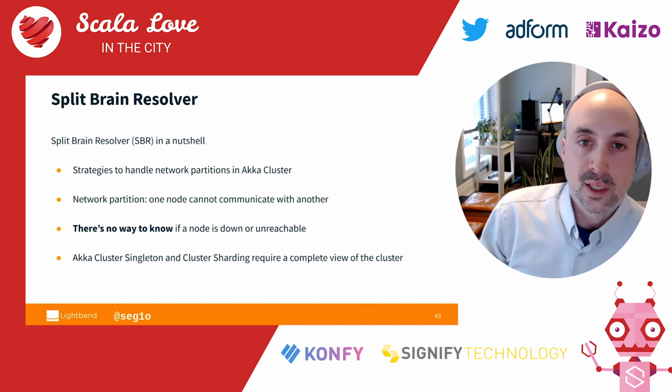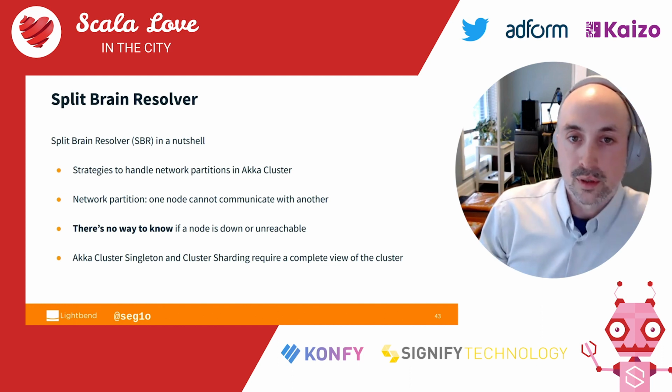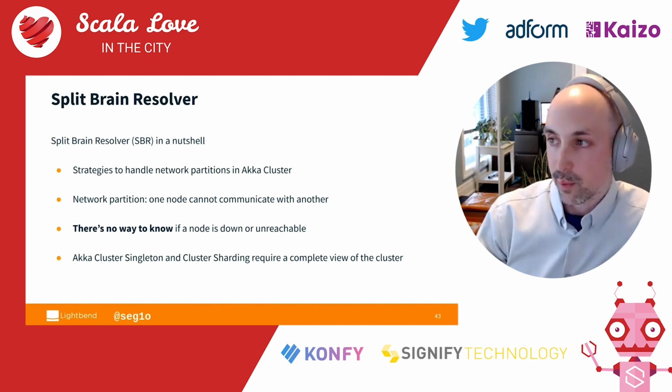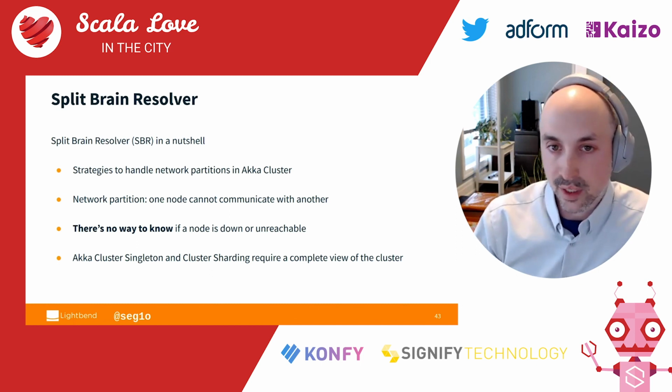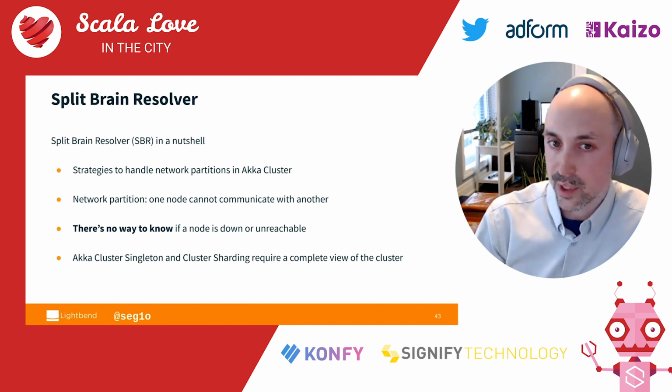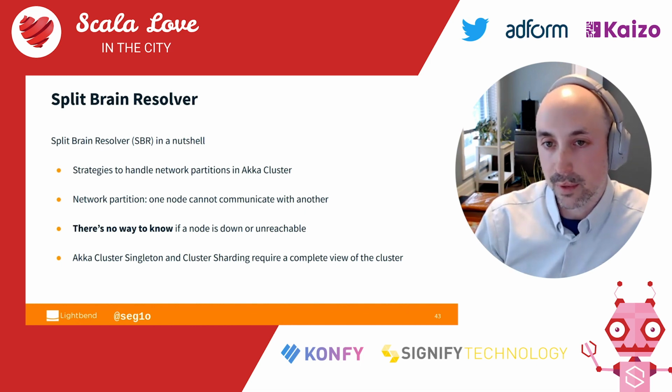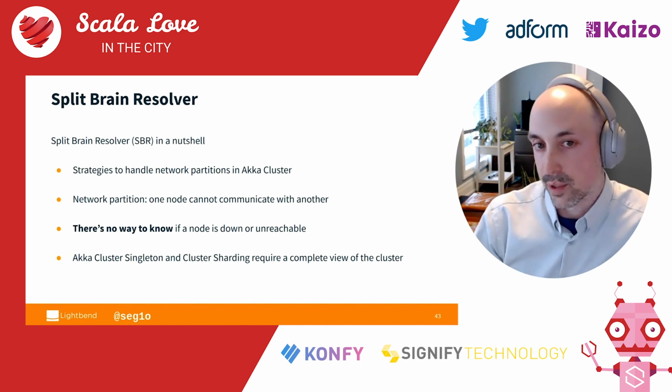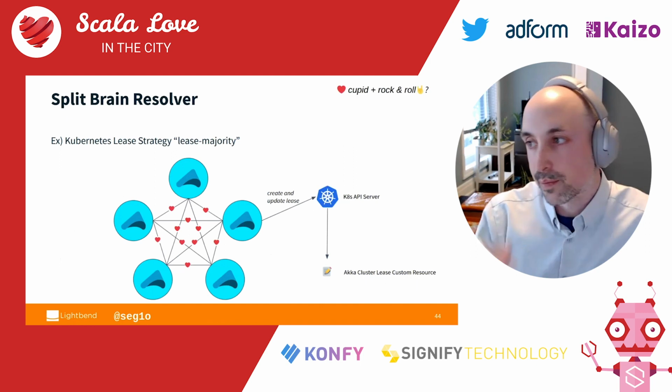And in the event of a network partition, there could be a case where we have a split brain. That basically means that we have two sides of our cluster that exist, and both of them are kind of working independently. And that's a bad situation because a lot of features in Akka Cluster will stop working if they don't have that complete view of the cluster. Features like cluster singleton and cluster sharding.